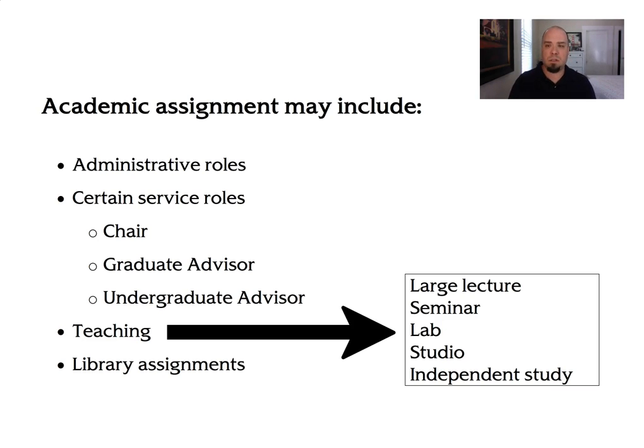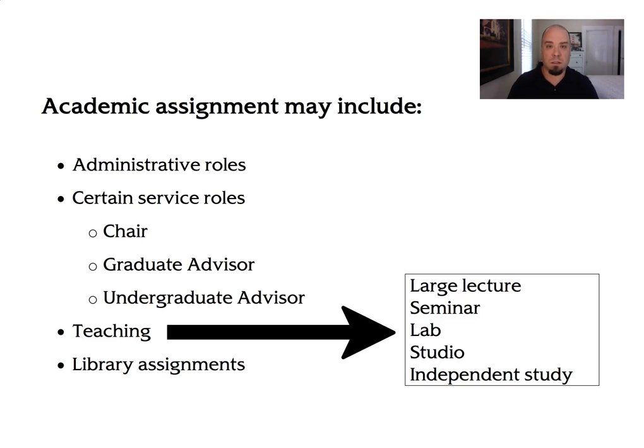It could also include certain service roles, right? So if you're a chair or a graduate advisor, oftentimes those include course releases, which would be related to your academic assignment. It's different in different departments. It's different in different colleges. So some of these are things you'll have to clear up with your chair or your dean. Nevertheless, they may very well be part of your official academic assignment. And those are things that you're going to want to talk about when you're talking to the committees at your department level, but also up through the committees at the college and university level.